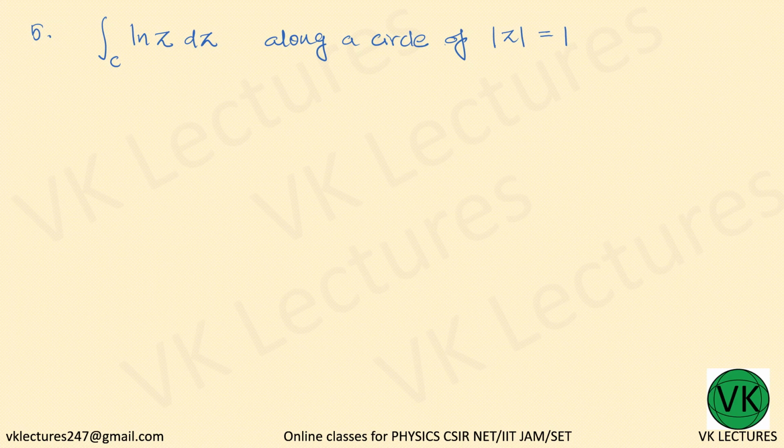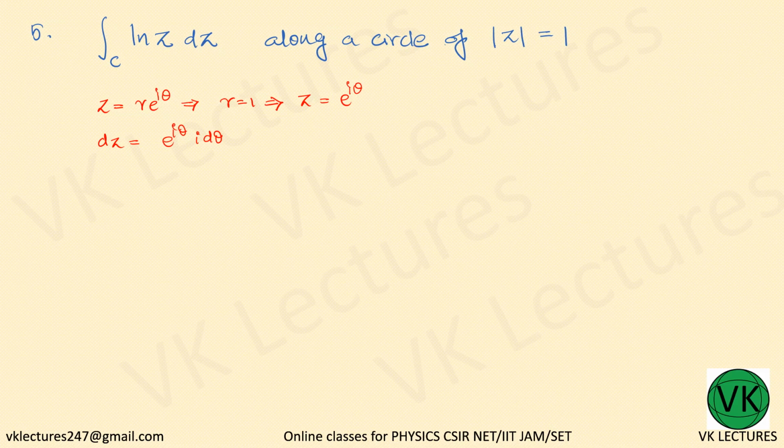Integral over C of log z dz along a circle with mod z equal to 1. Now let's start with what is z. z is equal to r e to the power i theta, which means r is equal to 1, which implies z is equal to e to the power i theta. So dz will be equal to e to the power i theta times i d theta.